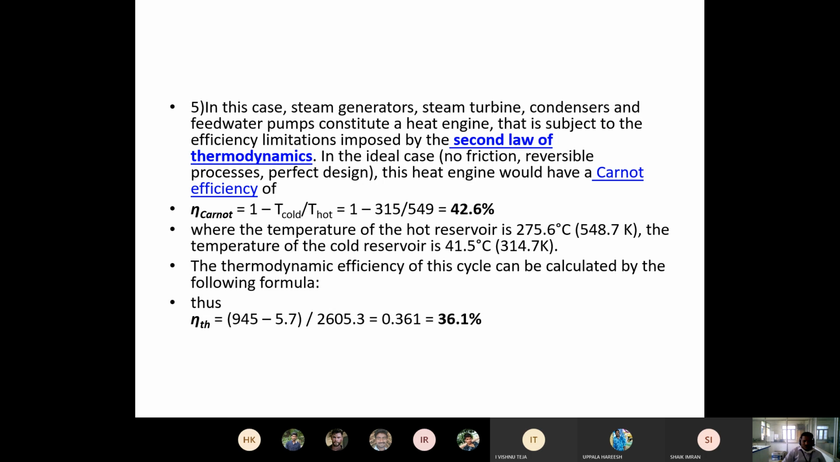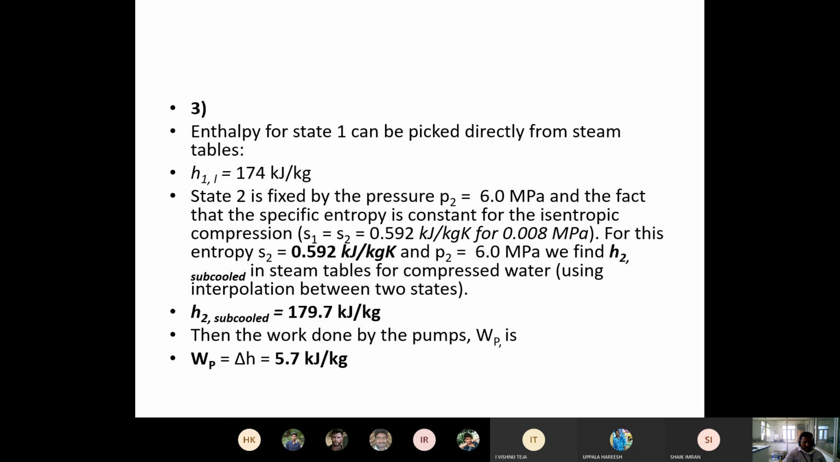Now are you seeing now? Boys. Yes, sir. Can you see it a bit clearer now? Yes sir. Okay. Now, enthalpy for state 1 can be picked directly from steam tables.